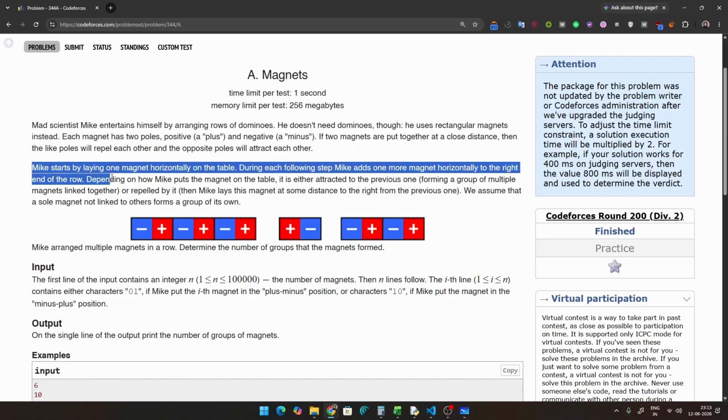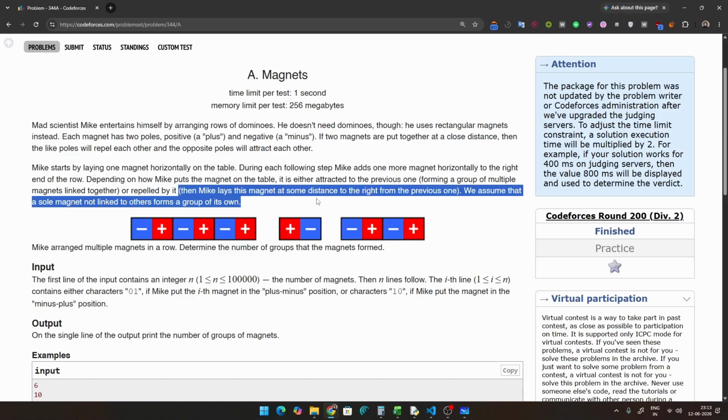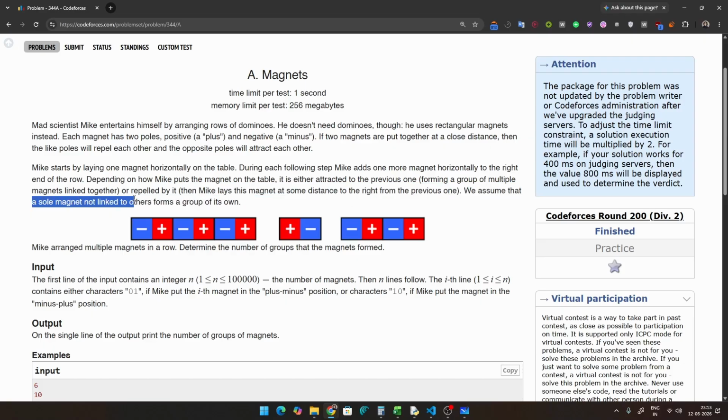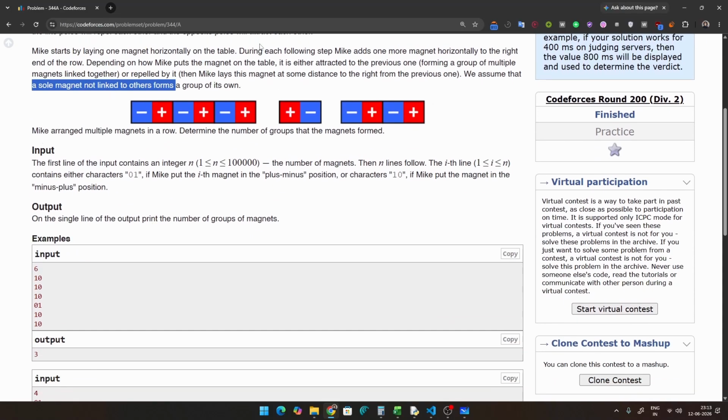Mike starts by laying one magnet horizontally on the table. During each following step, Mike adds one more magnet horizontally to the right end of the row. This is important to this problem, to the right end of the row. Depending on how Mike puts the magnet on the table, it's either attracted to the previous one, forming a group of multiple magnets linked together, or repelled by it. Then Mike lays this magnet at some distance to the right from the previous one. We assume that a sole magnet not linked to the others forms a group of its own. We'll try to break this problem down a bit more in a bit in case you don't understand the wording. Mike arranged multiple magnets in a row. Determine the number of groups that the magnets have formed.